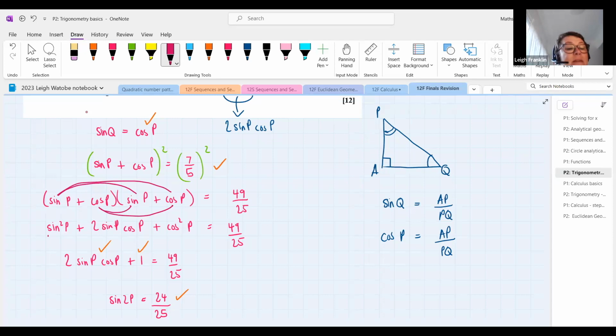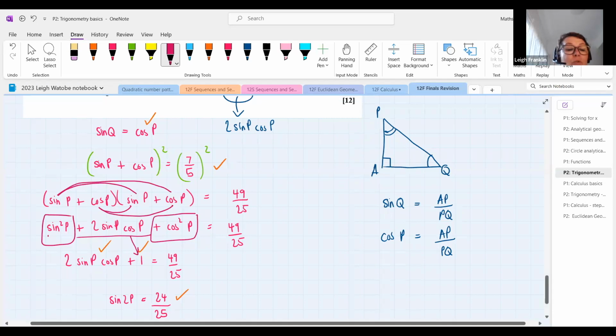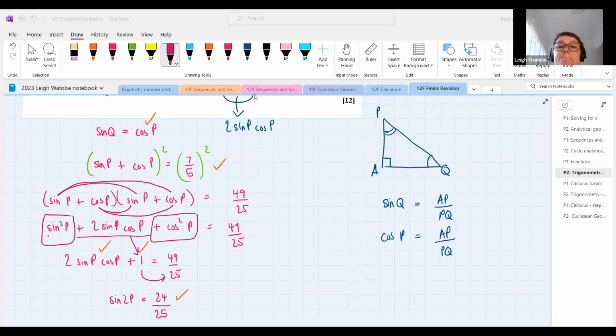All right. Then in the next step, I am taking sine squared p plus cos squared p, and I know that those two together give me 1. And 2 sine p cos p is sine 2p. And then I took the 1 over to the other side and I minused it from 49/25. Okay, I get it, ma'am. Thank you so much. Does that make sense to you? Yes, it does.